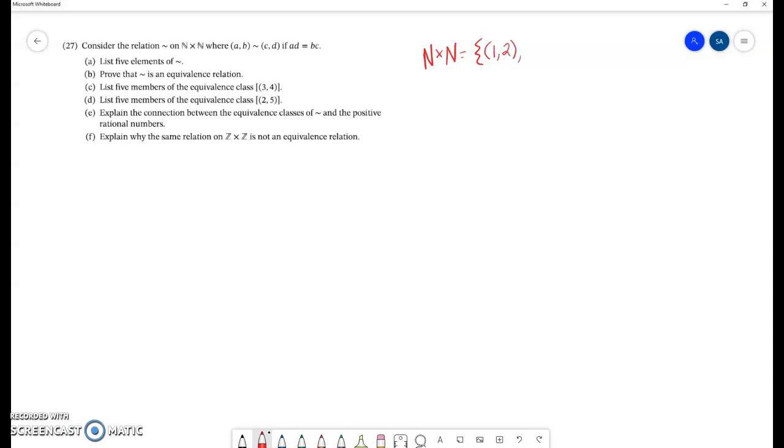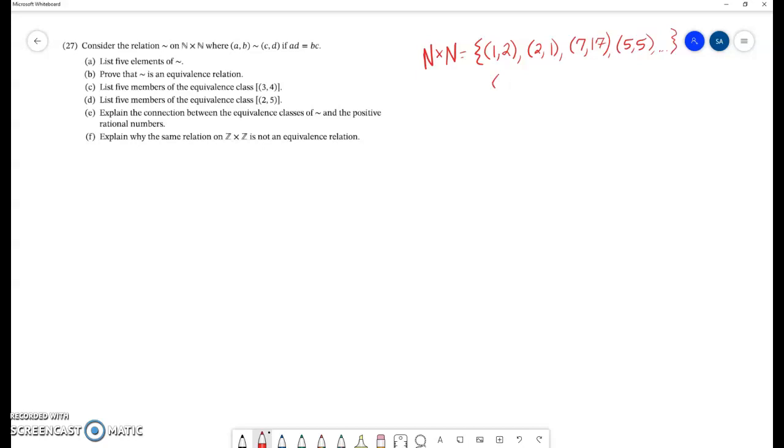So (1, 2) would be a member of this set. We could do (2, 1), which would be a different member of the set. We could have (7, 17) as a member of the set. We could have something and itself, (5, 5). It's sometimes good to get things that aren't part of this set either.